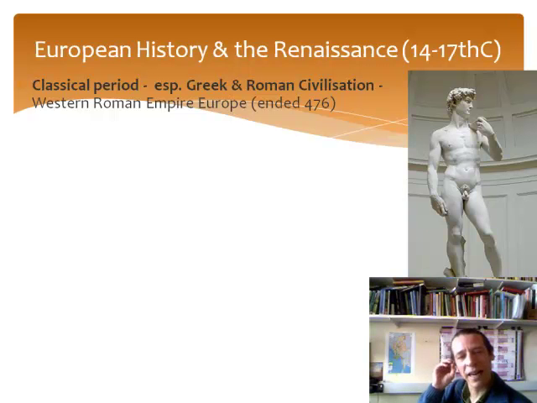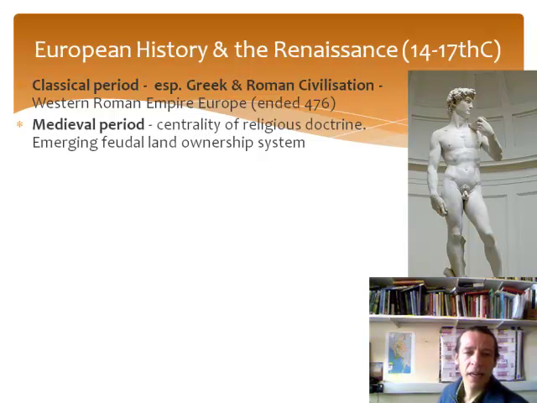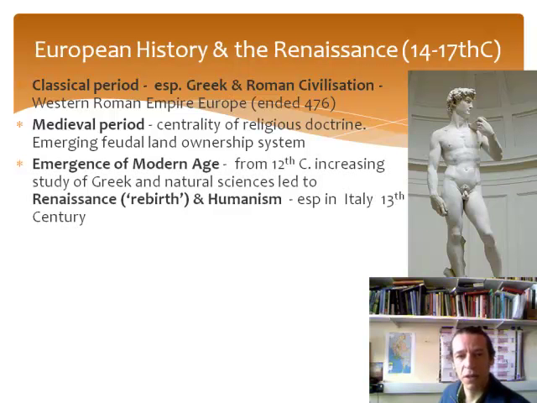What we in Europe call the classical period really refers to the Greek and Roman civilizations, which were the earliest and greatest flowering of European culture up until about the 5th century, when the Western Roman Empire imploded, collapsed. In Europe there was a de-urbanization process thereafter, and the emergence of very hierarchical land ownership systems.